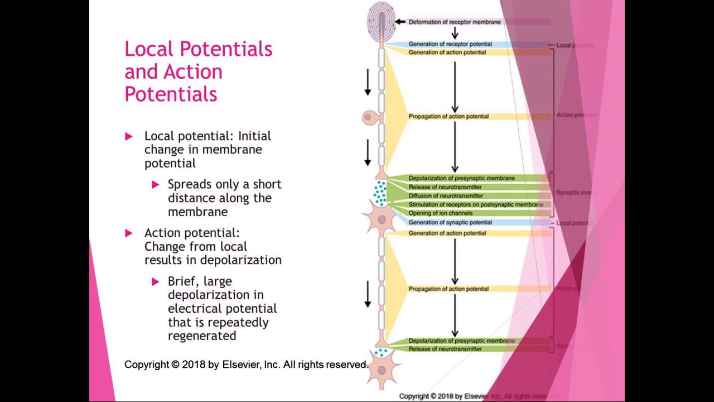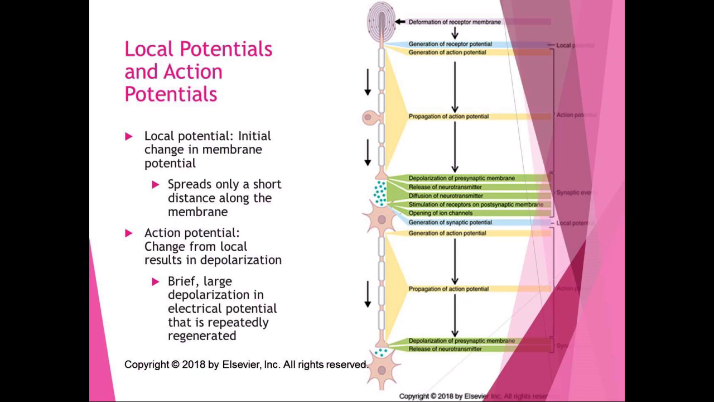So this is sort of the path of local potentials and action potentials adding up. The local potential is the initial change in membrane potential, which spreads only a short distance along the membrane. So you get the deformation of a receptor membrane, which generates a receptor potential. If you get enough of those, you can generate an action potential, which results in depolarization of adjacent membrane areas, and it propagates down the neuron. So the action potential is a brief, large depolarization in electrical potential that's repeatedly regenerated.